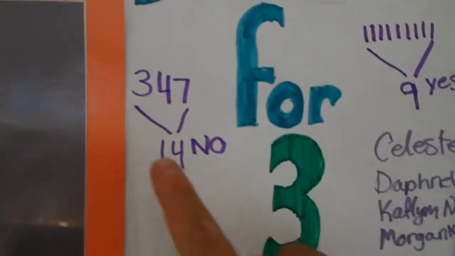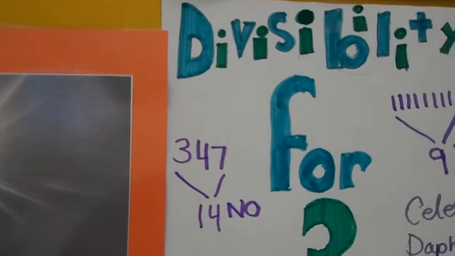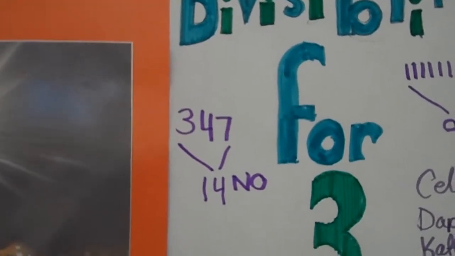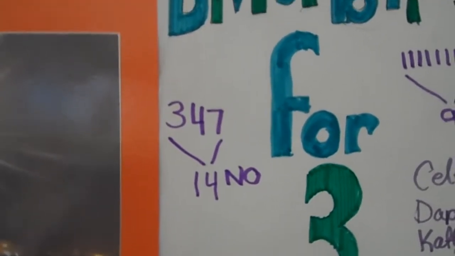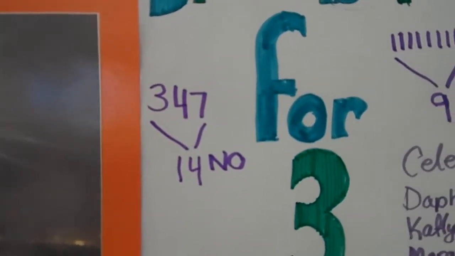Let's use another example right here. 3 plus 4 plus 7 equals 14. It is not divisible by 3. 14 is not divisible by 3. Therefore, the entire number is not divisible by 3.